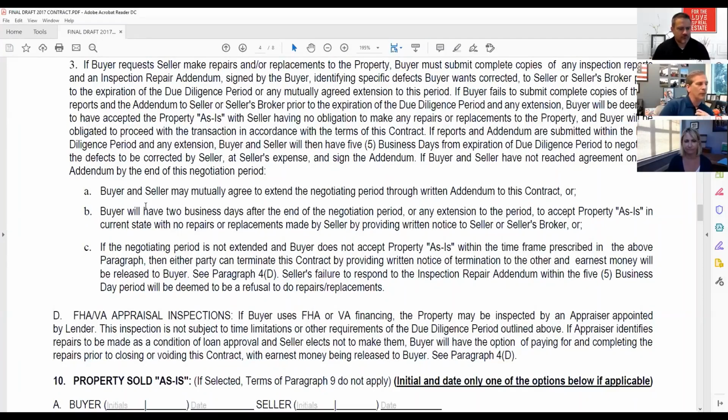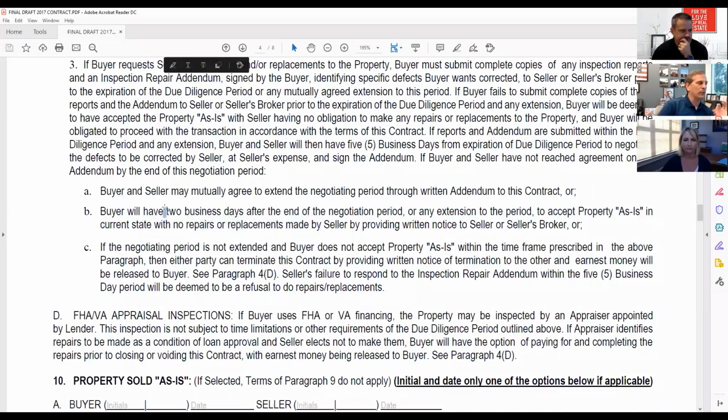If the buyers and sellers have not reached an agreement during this negotiation period, which Becky correctly said is a 5-day business period for them to negotiate, the parties may extend the period to negotiate, or the buyer will have 2 days after the end of the negotiation period to either accept the property as is with no repairs being made, or cancel the contract.